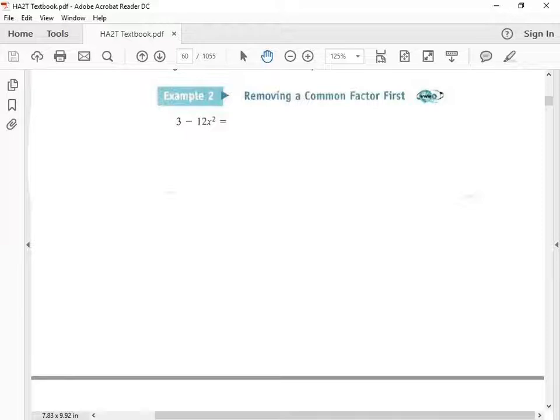So the first thing you should have done is look at this and say, hey, I could take a 3 out of both of those. So you take a 3 out of both of those, and you get 3 on the outside, and then you get, what is 3 divided by 3? Uno. And then what is 12x squared divided by 3? 4. So this is what I got.